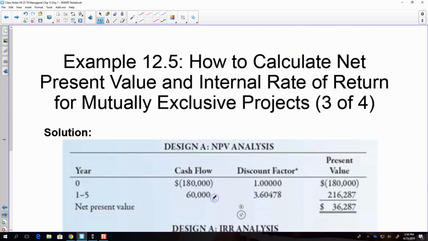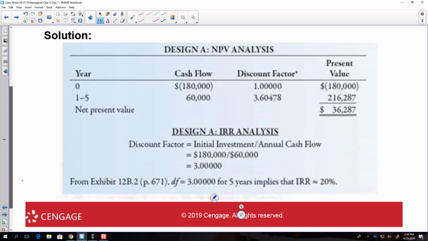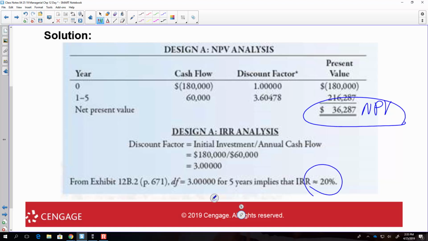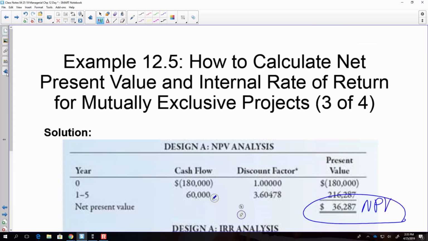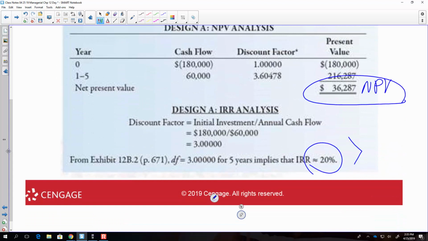On my next slide here, it shows the analysis. We have a positive net present value for design A. Great. That must mean what? The internal rate of return, which was 20, is greater than the company's was 10, right? I already forgot. How terrible. 12, thank you, Allison. 12%. So based on the net present value and the internal rate of return, we would accept project A, right? We would accept it.